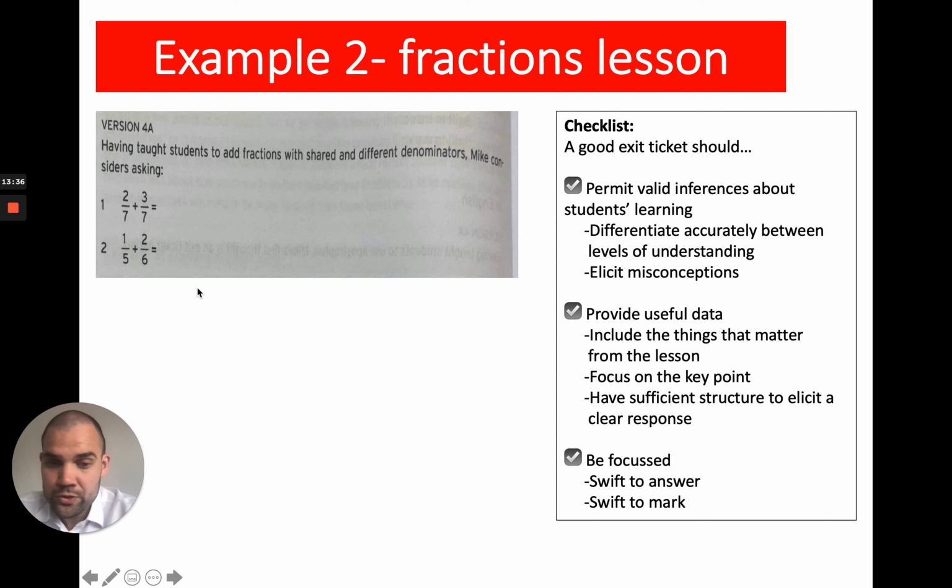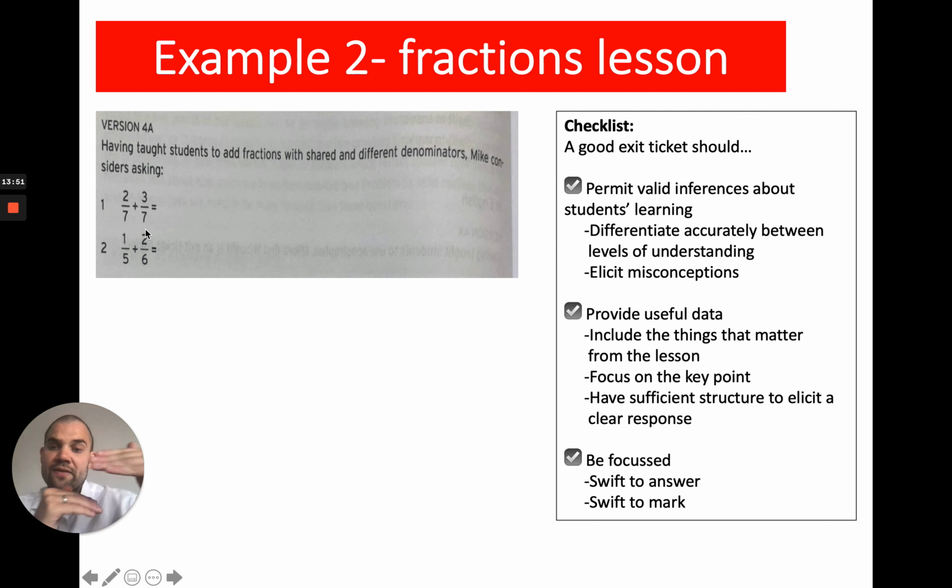Now, in terms of this first version of the exit ticket, there are a few strengths. It's definitely going to be swift to answer for the students and swift to mark for you as a teacher. It's going to allow you to differentiate between different levels of understanding, because you're going to be able to see which students can add when the denominator is the same and which ones are able to when they're different. So there are two levels of understanding we'll be able to differentiate with that one. But we could make it even more diagnostic. We could differentiate even more levels of understanding and elicit more misconceptions.